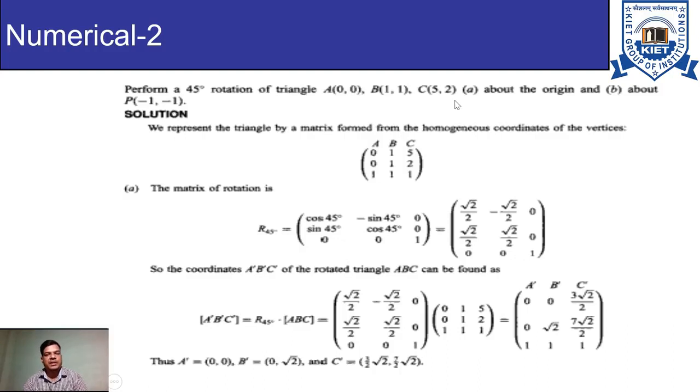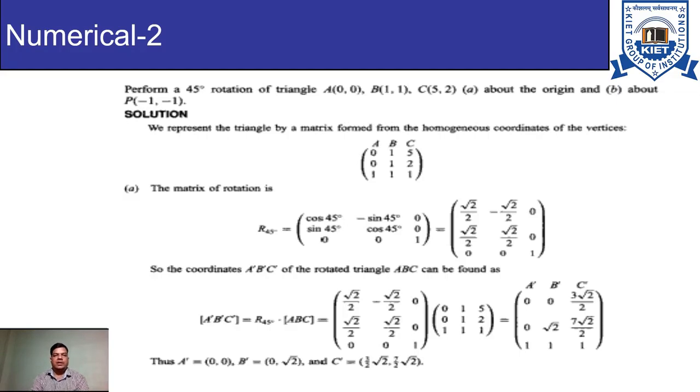So in the first part, that is rotation about the origin, we can directly apply the matrix, which is cos theta, minus sin theta, 0; sin theta, cos theta, 0; 0, 0, 1. Here the rotation angle is 45 degrees, and we know that sin 45 and cos 45 is basically 1 upon root 2. So we can directly substitute the value and get the answer.